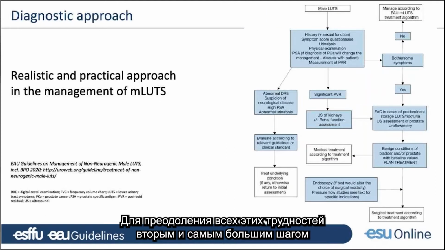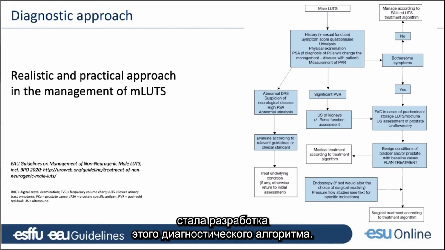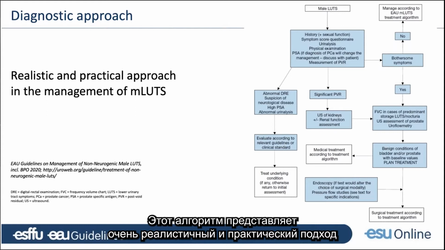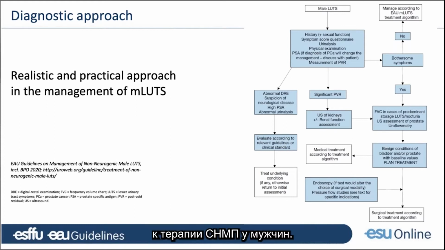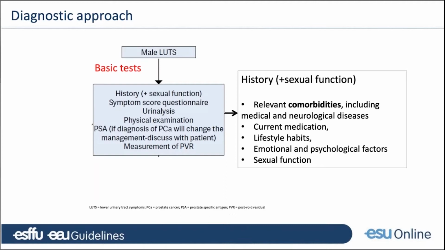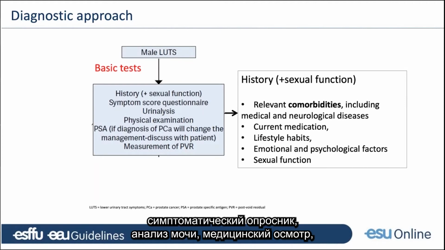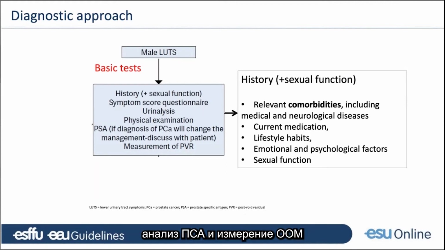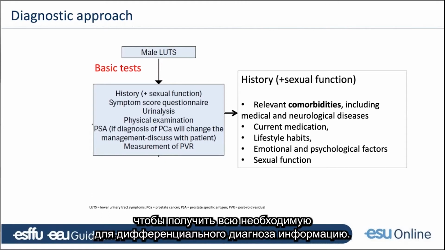So to overcome all these challenges, the second and biggest step was to develop this diagnostic algorithm. And this algorithm represents a very realistic and practical approach in the management of male LUTS. So in the beginning, we ran some basic tests, including history, symptom score questionnaire, urinalysis, physical examination, PSA, and measurement of PVR in order to get all the necessary information to make the differential diagnosis.